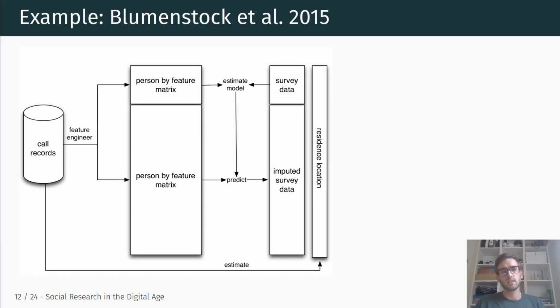Okay. And then on top of that, they have information about people's residence location. And so by in addition estimating people's residence location based on the call records, now based on that model, they can basically just use the call records to make predictions about wealth in small geographic areas in Rwanda that would otherwise be very, very difficult to collect. Okay.